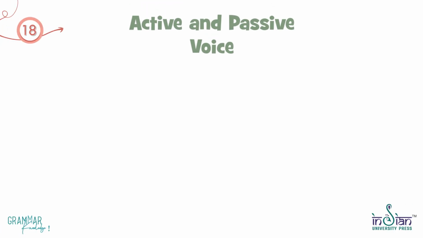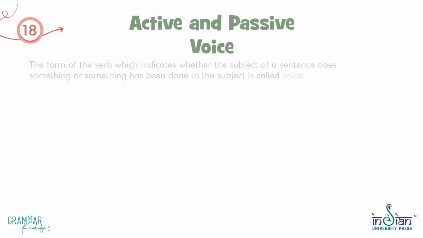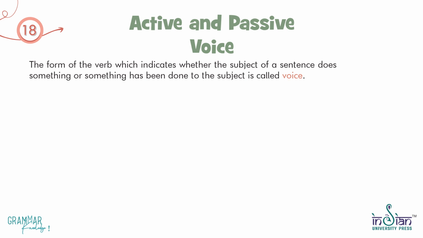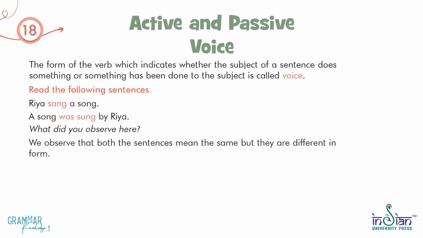Chapter 18. Active and passive voice. The form of the verb which indicates whether the subject of a sentence does something or something has been done to the subject is called voice. Read the following sentences. Ria sung a song.